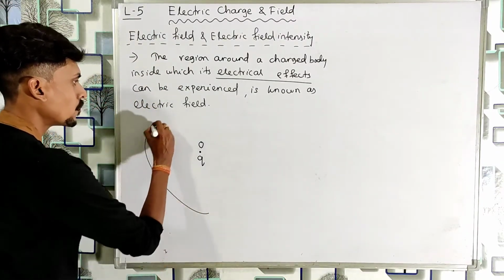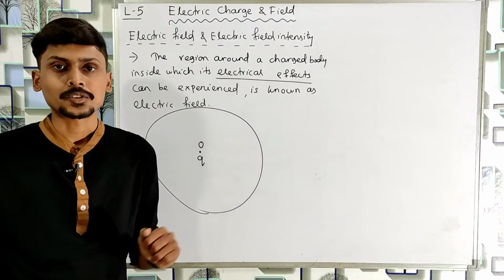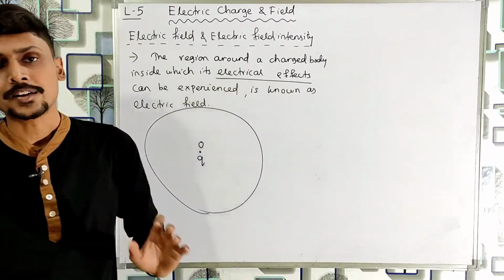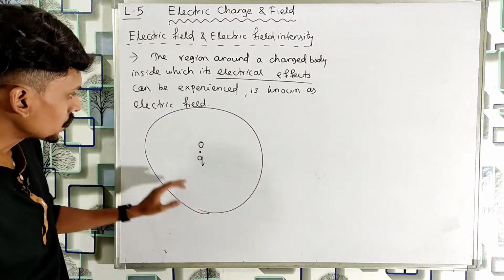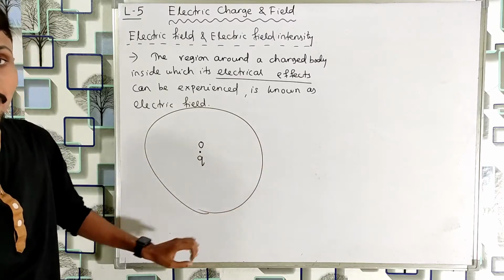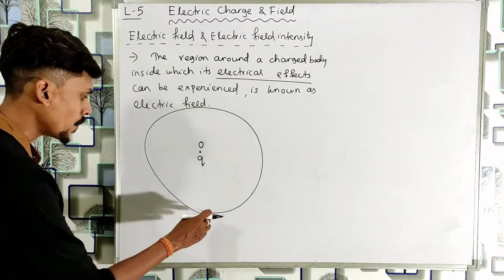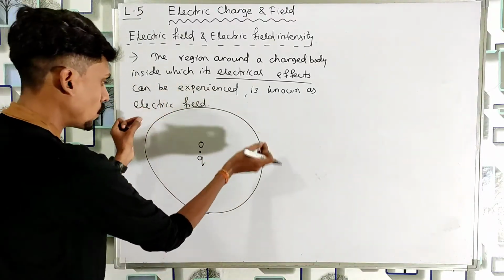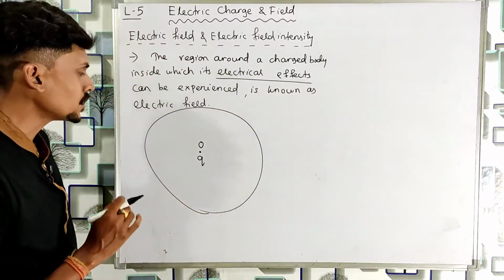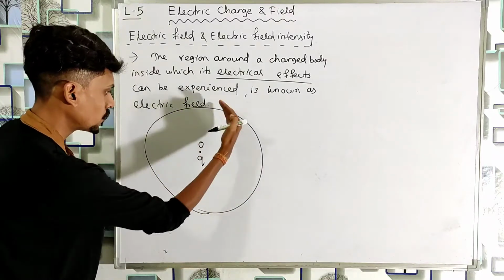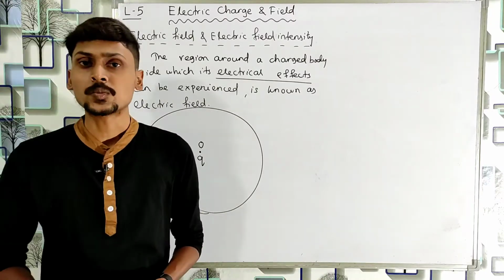Suppose I will make a boundary. Suppose within this boundary the electric field exists, and outside the boundary there is no electric field. It means inside this region, the electrical effect of this charge can be experienced. Again I am repeating, if I will make a boundary, suppose within this boundary we have electric field and outside the boundary there is no electric field. It means inside this region, the electrical effect of the charge can be experienced.